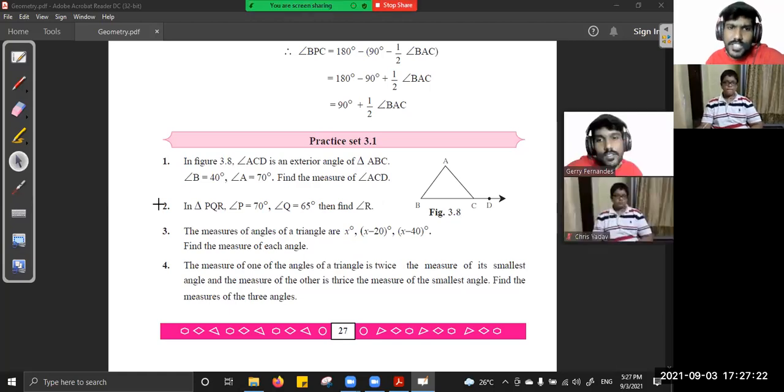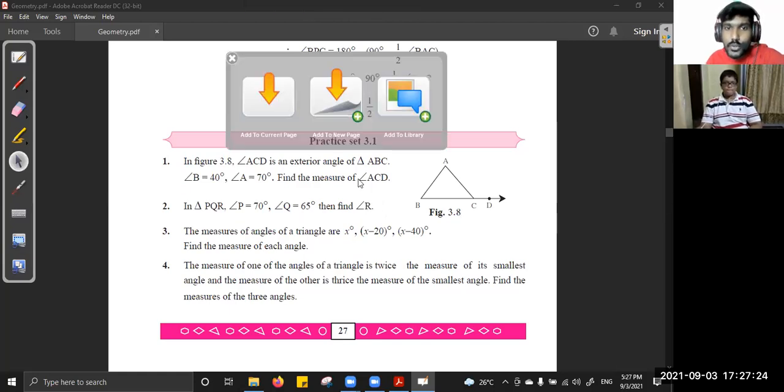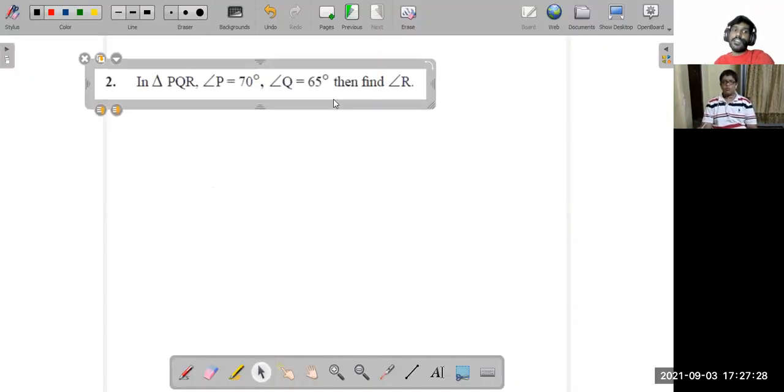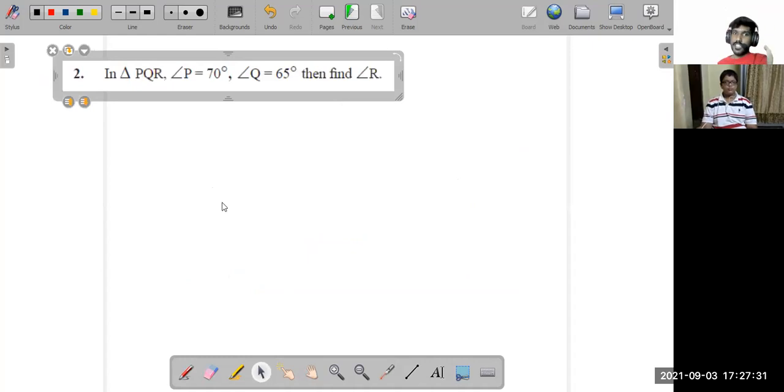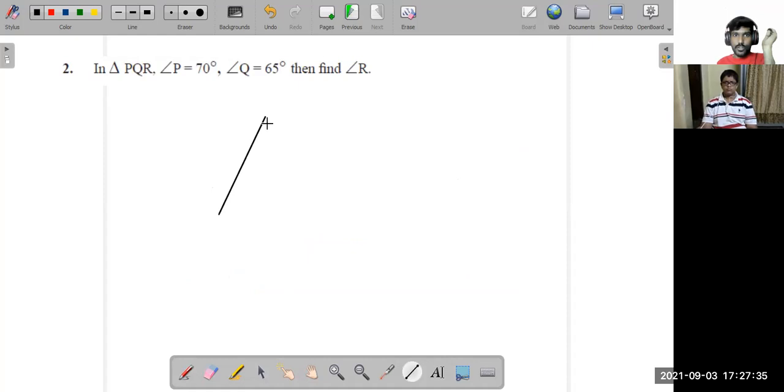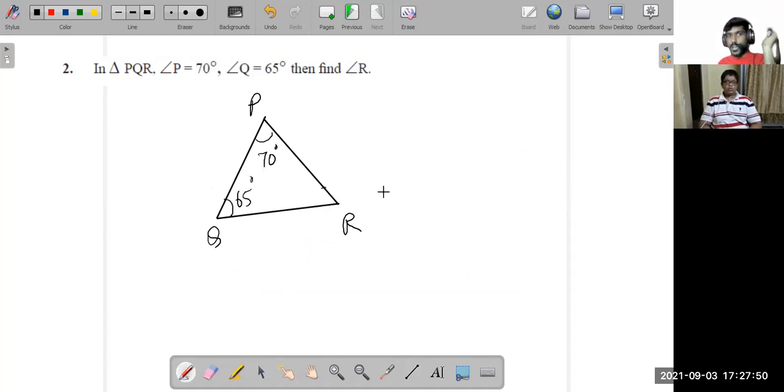Okay, second one is very easy. This you will be able to do on your own. Tell me first how to do the second one. In triangle PQR, P is 70 degree, Q is 65 degree. You have to find angle R. So if I draw the triangle, suppose this is P, this is Q, this is R, this is 70 degree, this is 65 degree. You have to find out how much will be angle R. How to do it?